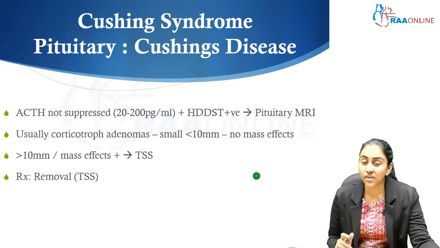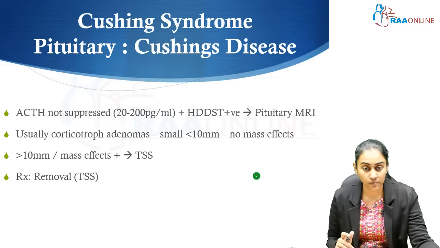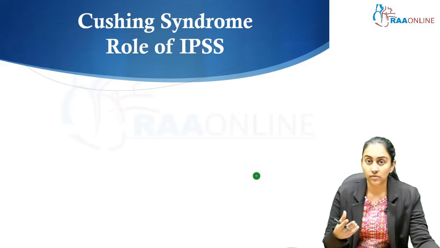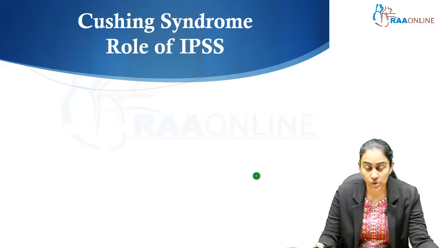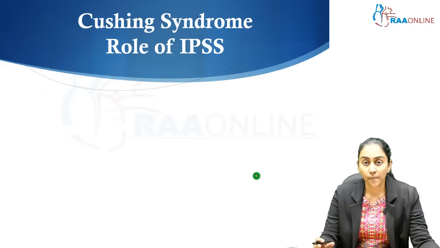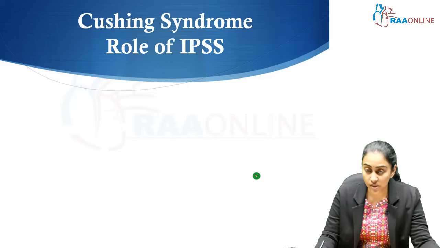As I said earlier, we've covered this in detail in our discussion on pituitary, and the treatment of choice is going to be surgery. Whenever there are mass effects, or when it is associated with a large tumor with hormone hypersecretion, we are going to offer transsphenoidal surgery.